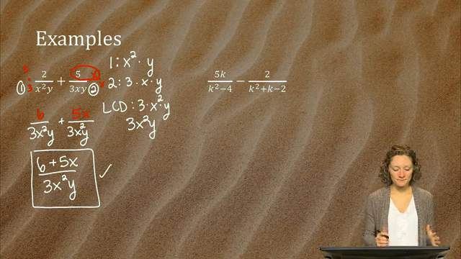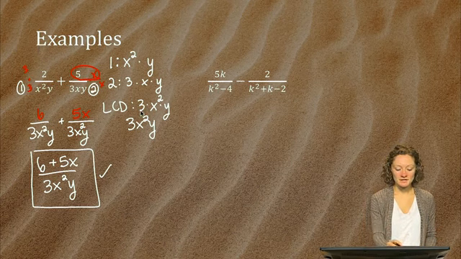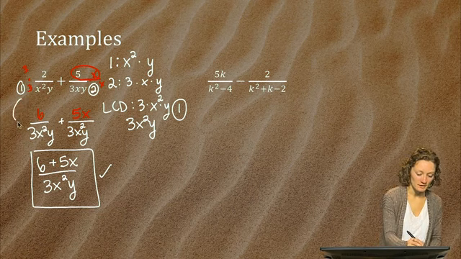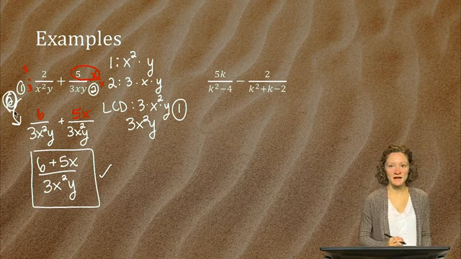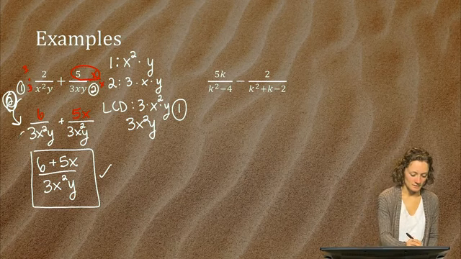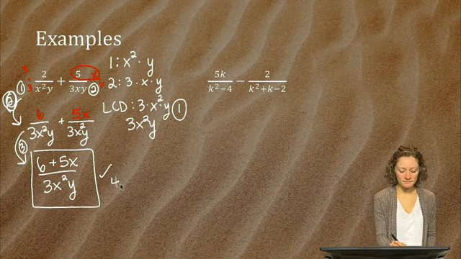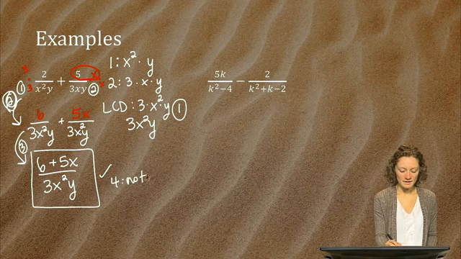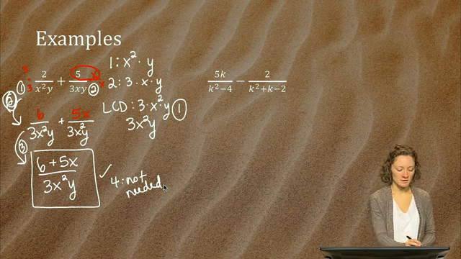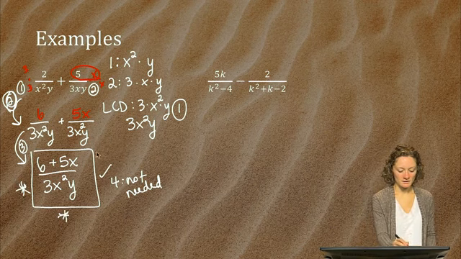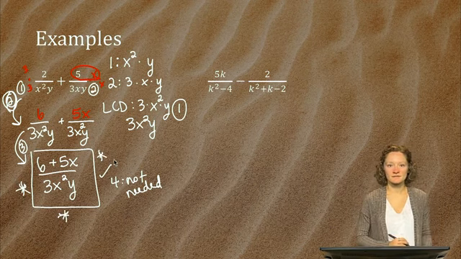So to review, we first found an LCD. This was step 1. Then we converted. This was step 2. Each fraction to have that denominator. Then we added. And step 4 was not needed here. There was no simplifying to be done. So our final answer gets the stars.